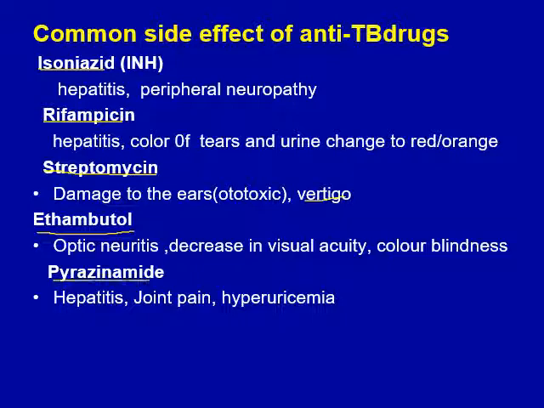Pyrazinamide can also cause hepatitis, hyperuricemia, or joint pain. This is the main side effect of the TB drugs.